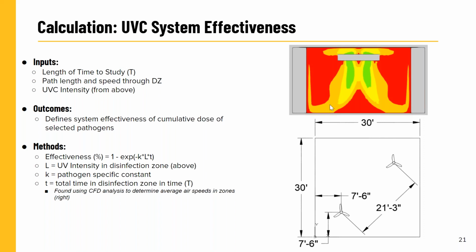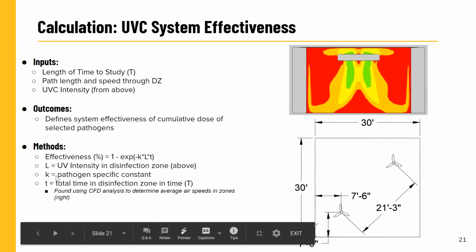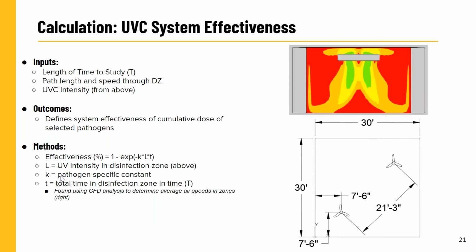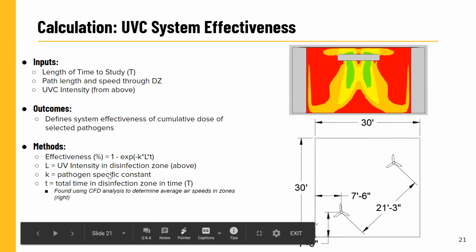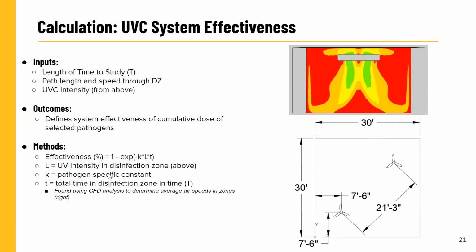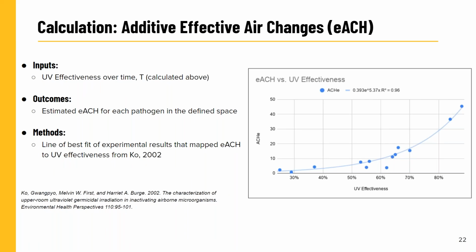Then I can combine those two things, tell you how many times and how long the pathogen will pass through the disinfection zone, and then using what's called the K value, which is a variable which quantifies a particular virus's susceptibility to being inactivated by UV, I can tell you that, for example, with this design, I can eliminate 99% of tuberculosis in a certain period of time. So that's the effectiveness of the system.